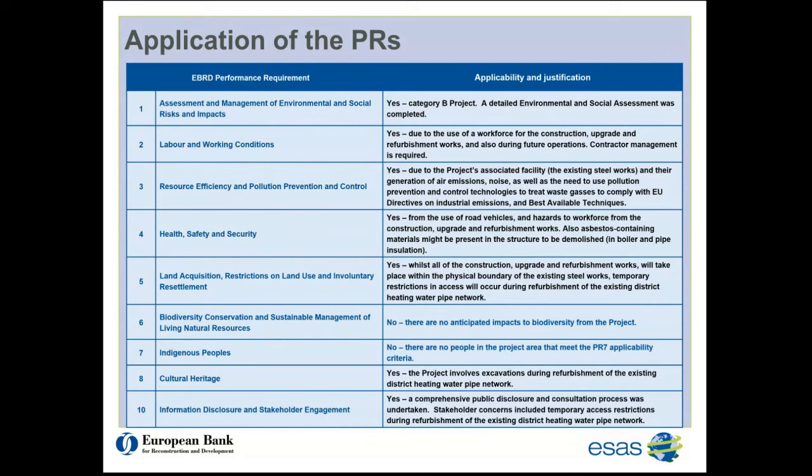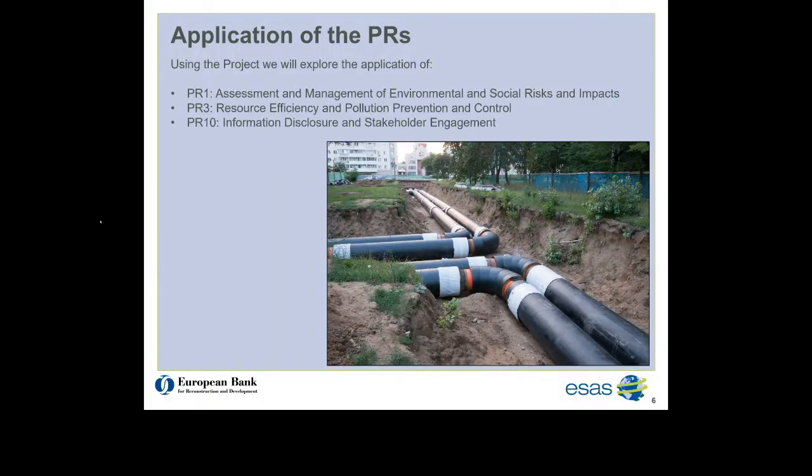So that's the applicability of the PRs to the project. And what we will do now is explore the application of PR1, PR3 and PR10. And you can see there a photo of the kind of access restrictions that will take place. So you can see that there's a fence surrounding the area where the district heating pipes are being replaced. So that's a good example of community health and safety control by having the physical barriers present.